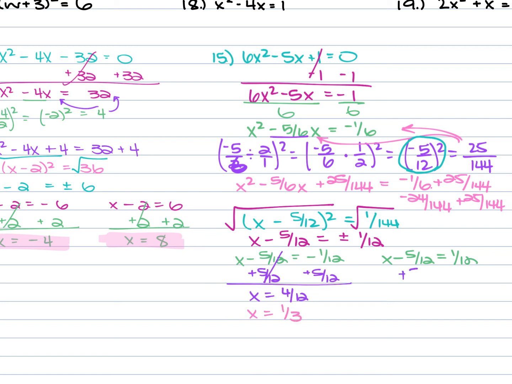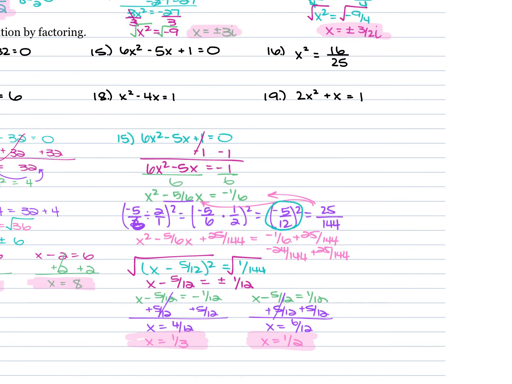We do the same with the other one, and we're left with x is equal to 6/12, which is 1/2. So 1/3 and 1/2 are your two solutions here.